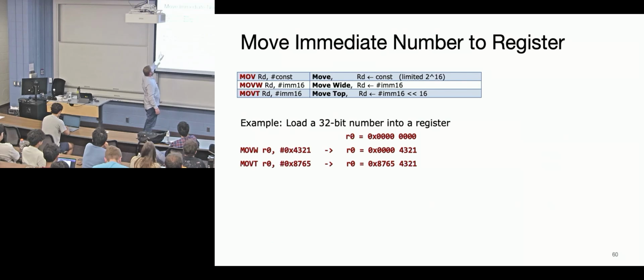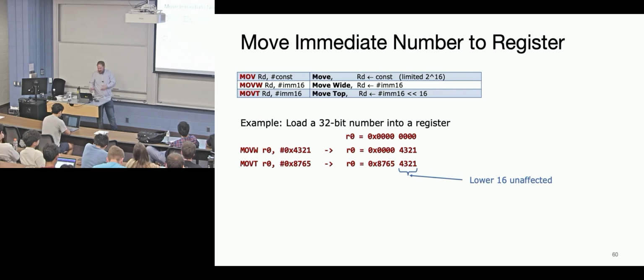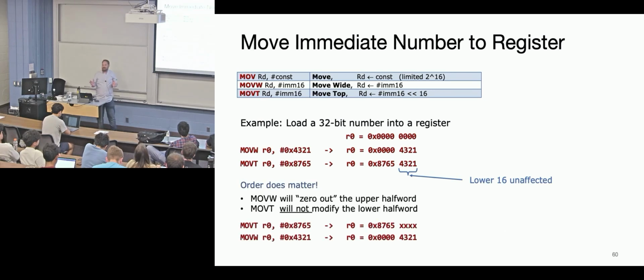So here's what we're going to do. We're going to say move wide, and what it's going to do is take that 16-bit number, so 4, 3, 2, 1, and place it in the lowest bits of that register, which is R0. Then you can move top, and move top does a nice thing where it does not affect the lower bits. So now I can just put the top 16 bits of that 32-bit number in, and now I get 8, 6, 7, 5, 4, 3, 2, 1. Now, the nice thing here is that those lower bits are unaffected. This is not reversible, though.